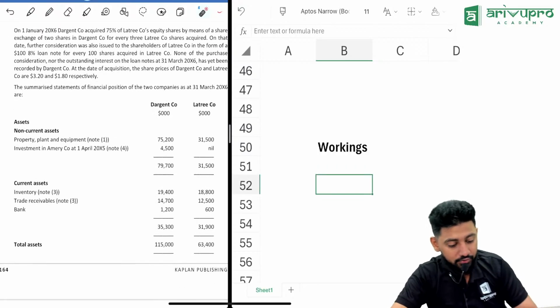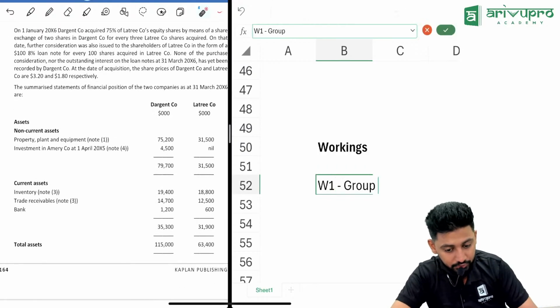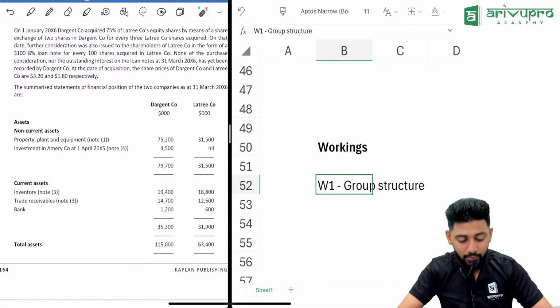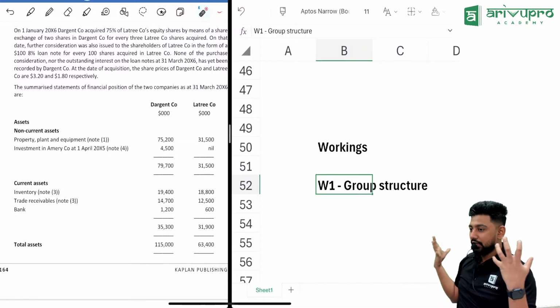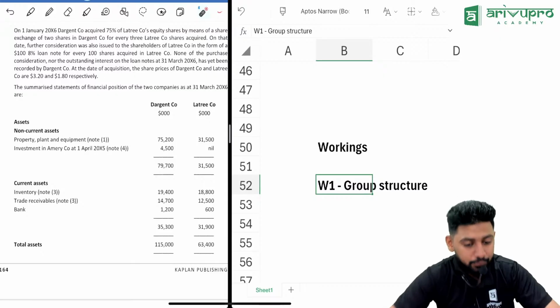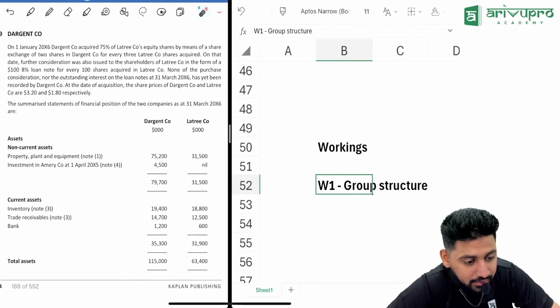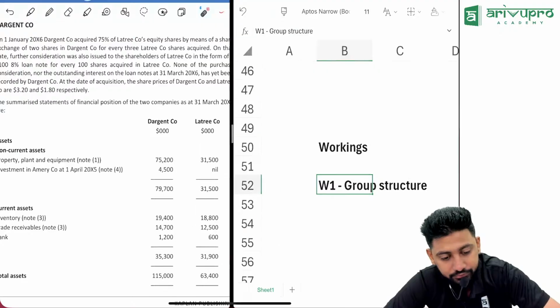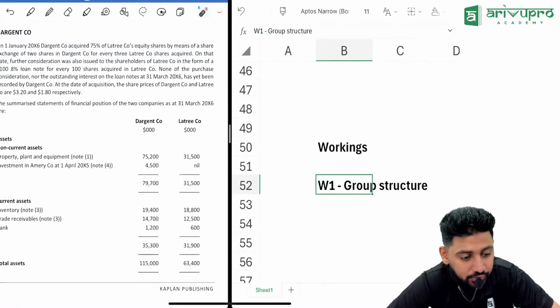So you'll go there and you say W1 group structure. No matter what, we're going to understand what the group structure looks like. Now look here, stop talking, and we are going to come back to the questions. Let's read the question together.